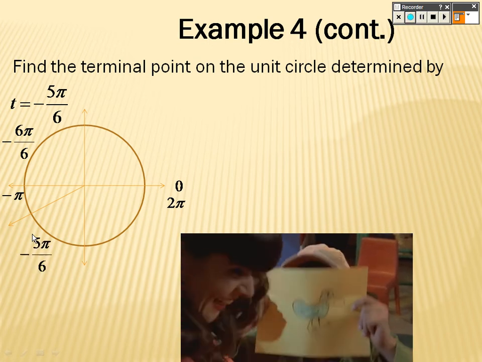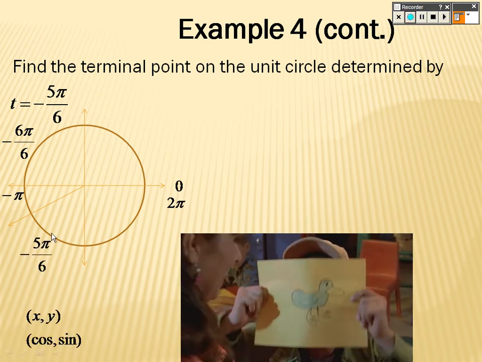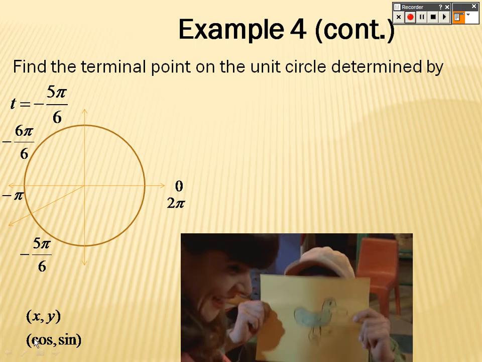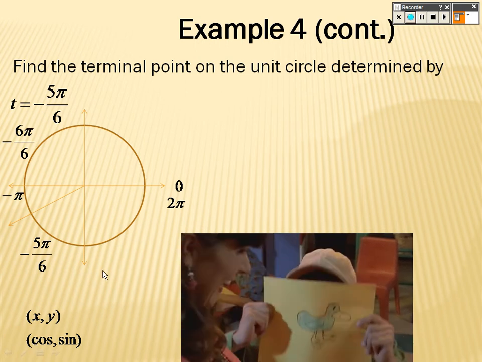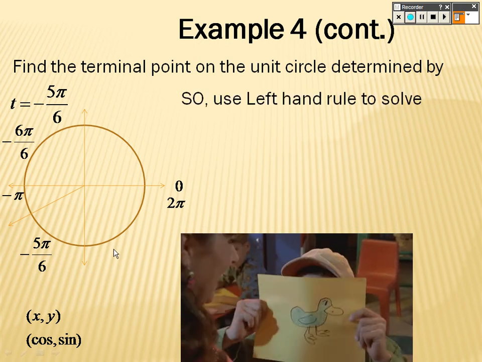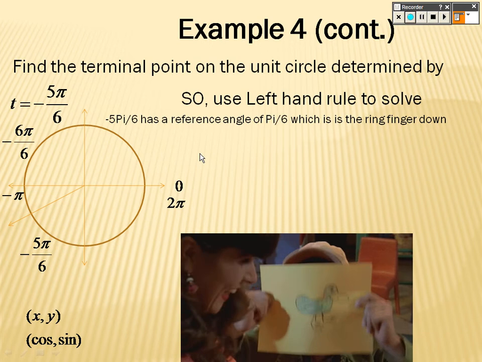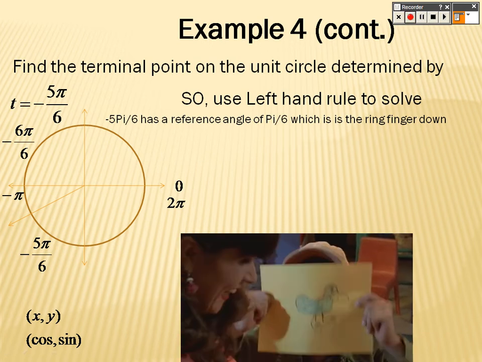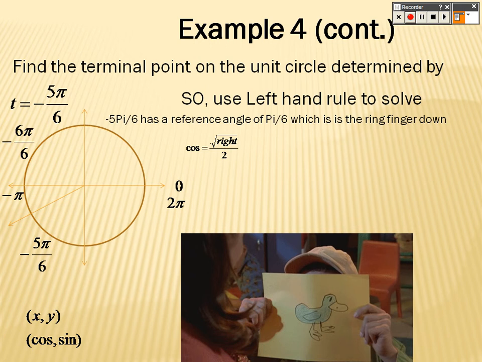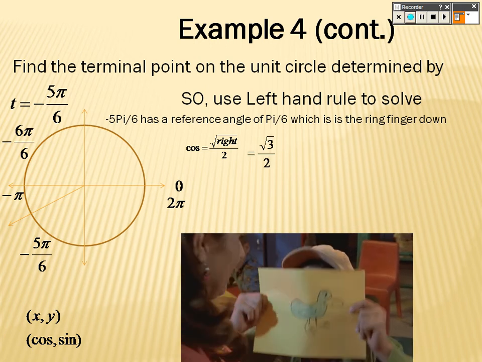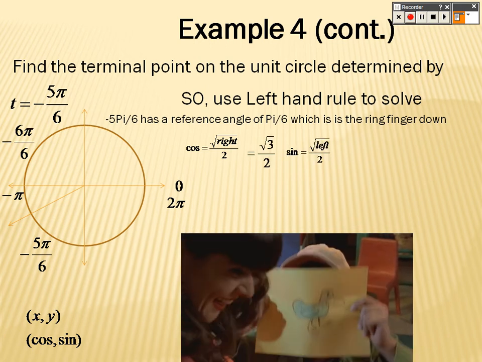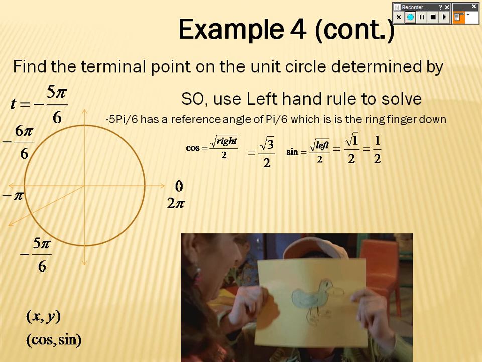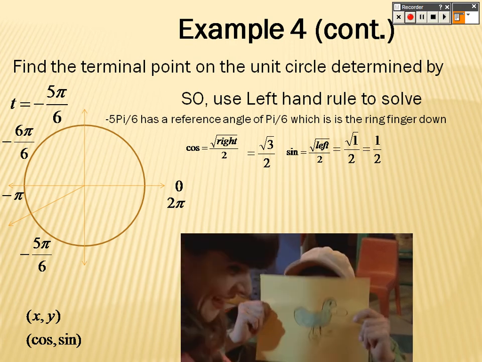So with that in mind, I need to know my reference angle. Remember, once again, cosine is x, y is sine. So the reference angle is pi over 6, and that happens to be my ring finger. So according to that, square root of the right, that's 3 fingers to the right, so it's root 3 over 2. Sine is square root to the left, which is 1 finger, which is root 1, or just 1/2.